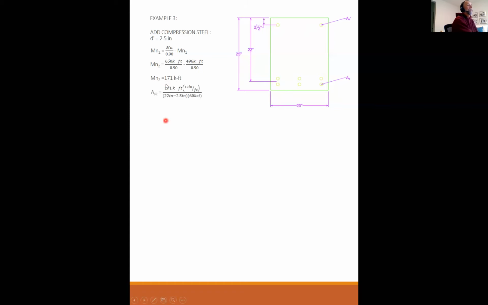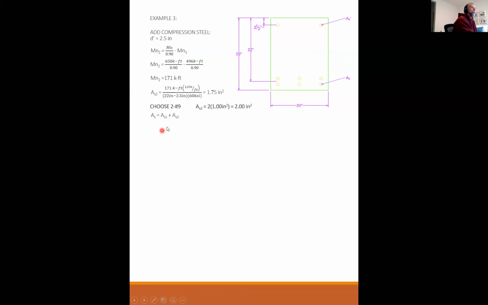All right, so now that I know I have to carry 171 with my compression steel, I can solve for how much steel I need. 171 times 12 inches per foot over d minus d prime, divided by 60 ksi, is 1.75 square inches. So that's how much compression steel I need. I'm going to choose 2 number 9s, which gives me 2 square inches of steel.